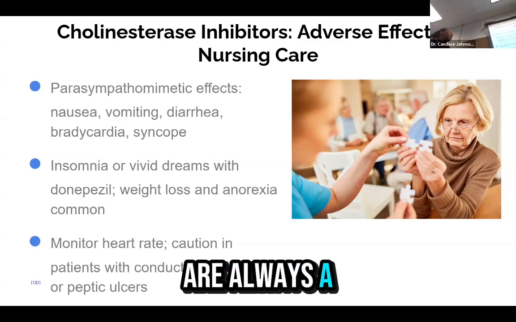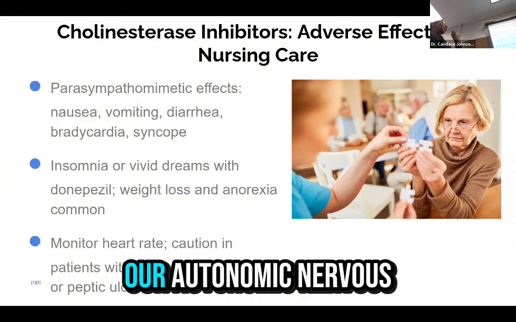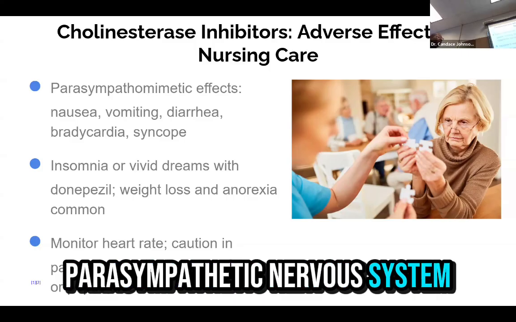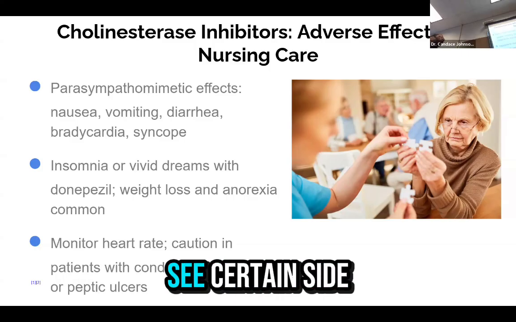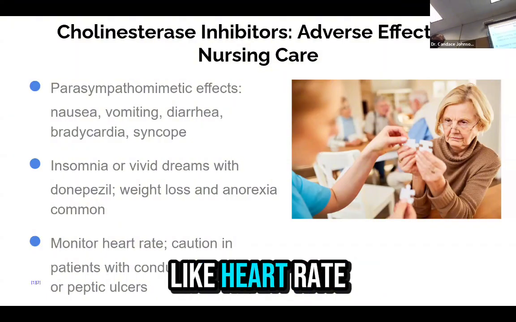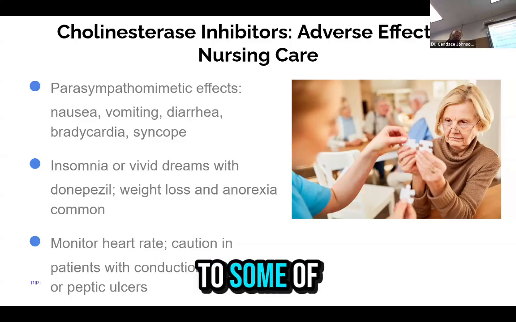Cholinergic drugs are always a problem, right? Because they're going into the brain and they are messing around with our autonomic nervous system. So anytime you see something related to the parasympathetic nervous system, you're going to see certain side effects that are difficult to control, like heart rate, bradycardia, right? Nausea and vomiting, right? And syncope is related to some of the orthostatics.